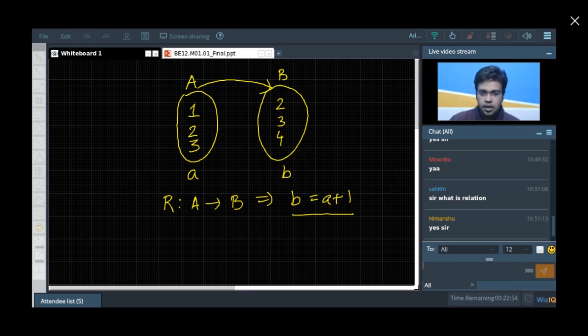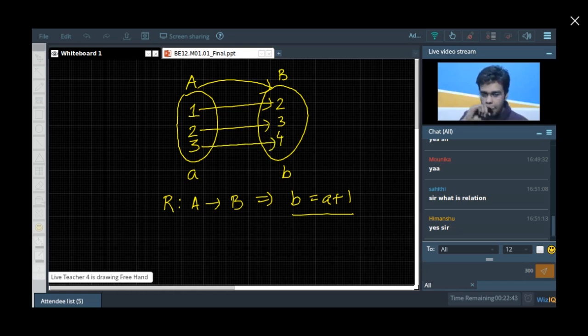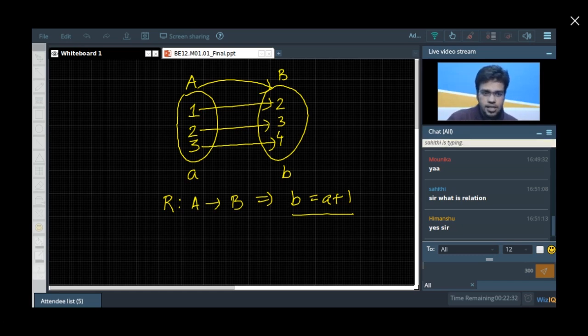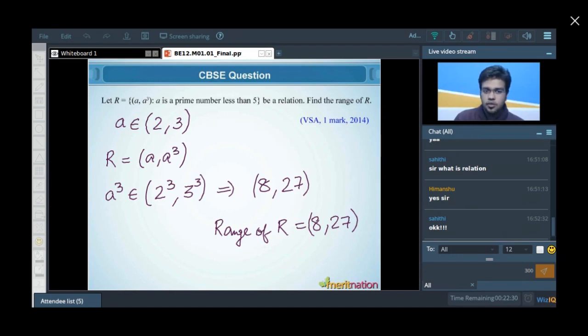So what will you mark? If I take A to be 1, I'll mark it with 2. If I take A to be 2, I'll mark it with 3. And similarly, if I take 3, then 4. So what is the relation? It is a condition or criteria by which we map elements from A to B, two sets. For example, over here also we had from a to a cube, for all those elements which are less than 5. Is that clear to everyone?